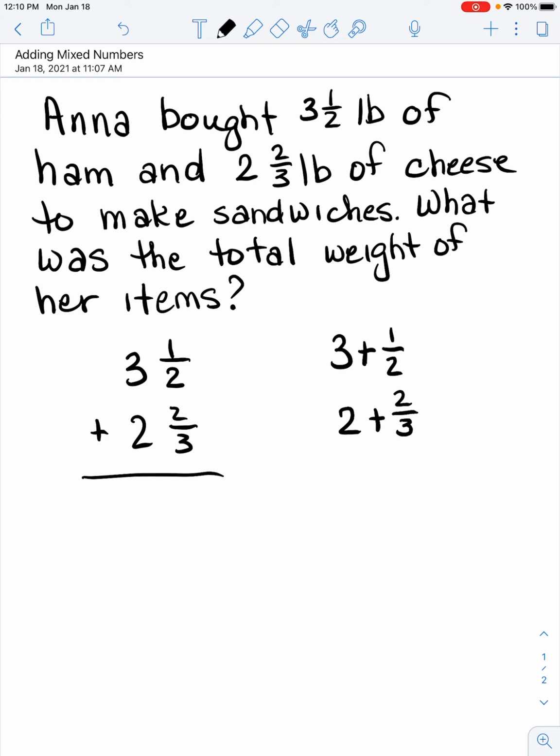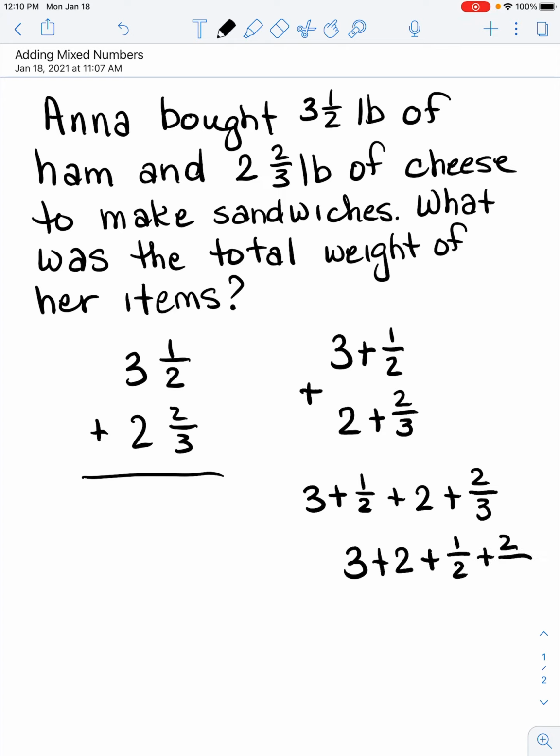So because of the commutative property, I can rewrite all of this addition since I want to add all of these numbers. So I want to add 3 plus a half plus 2 plus 2/3. And if I rearrange these, I can see that I can add 3 plus 2 plus a half plus 2/3. I haven't changed anything except for the order. And that is the theory that I'm going to use to add these mixed numbers.